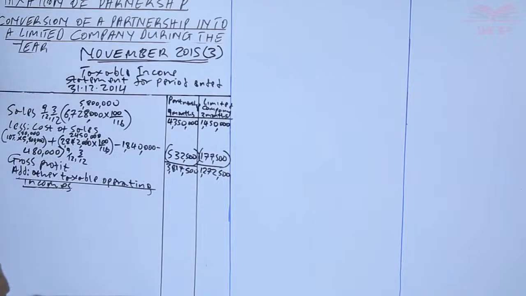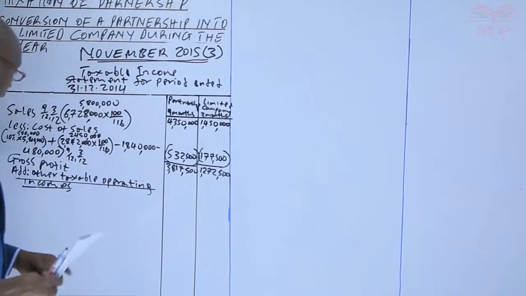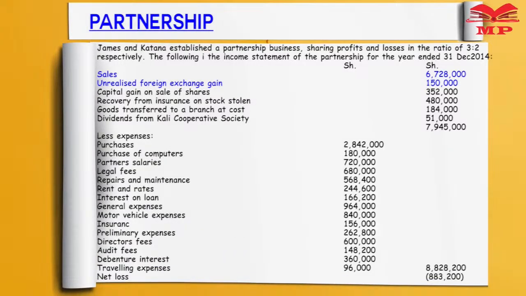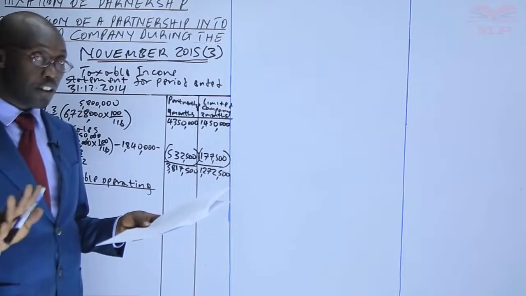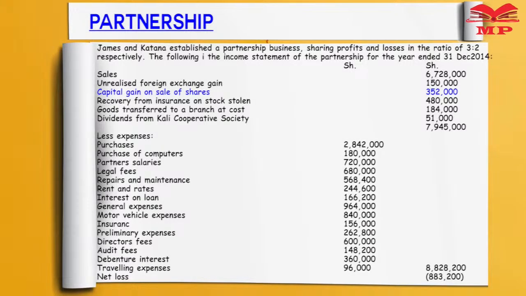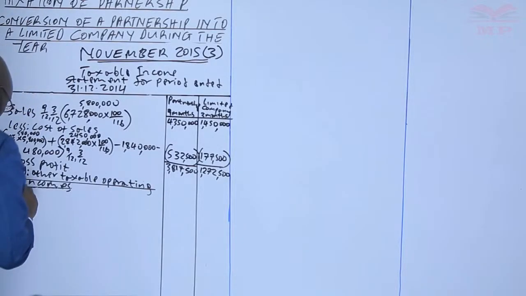So we need to go through the question, determine if they are taxable operating income from operation. Now the incomes are in the income statement after the sales, where we have unrealized foreign exchange gain. Unrealized foreign exchange gain, we said we don't usually tax. We only tax realized, or if it is silent, just realized foreign exchange gain. The other one is capital gain on sale of shares. Shares are investment, so not operating. Recovery from insurance on stock stolen: we say that compensation from the insurance company for stock stolen is supposed to be a taxable income.